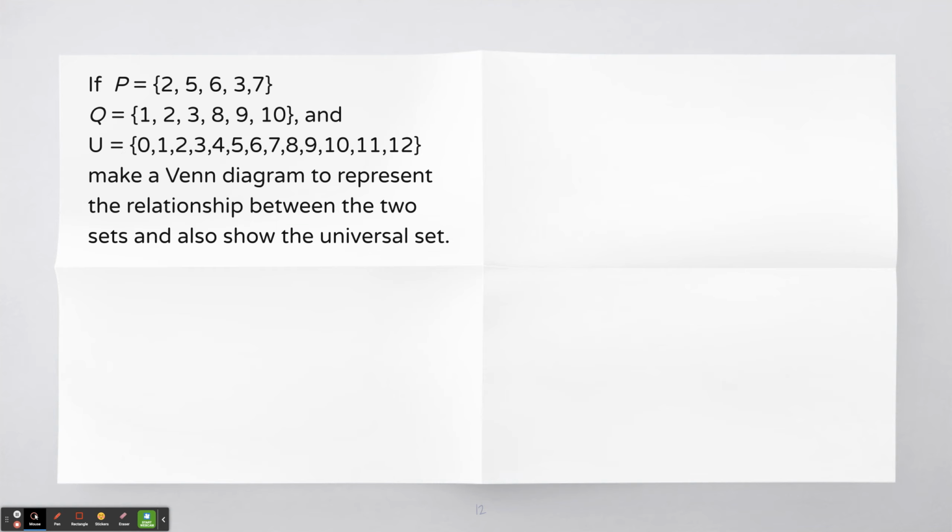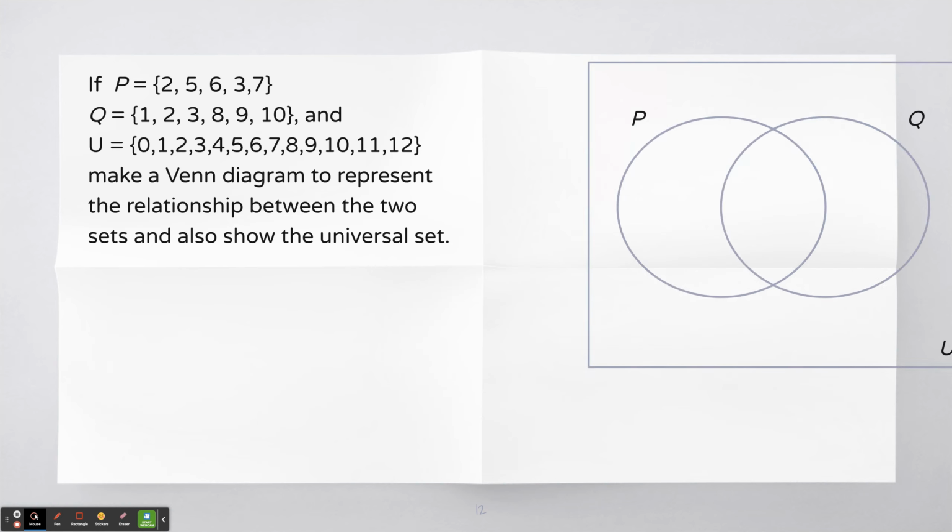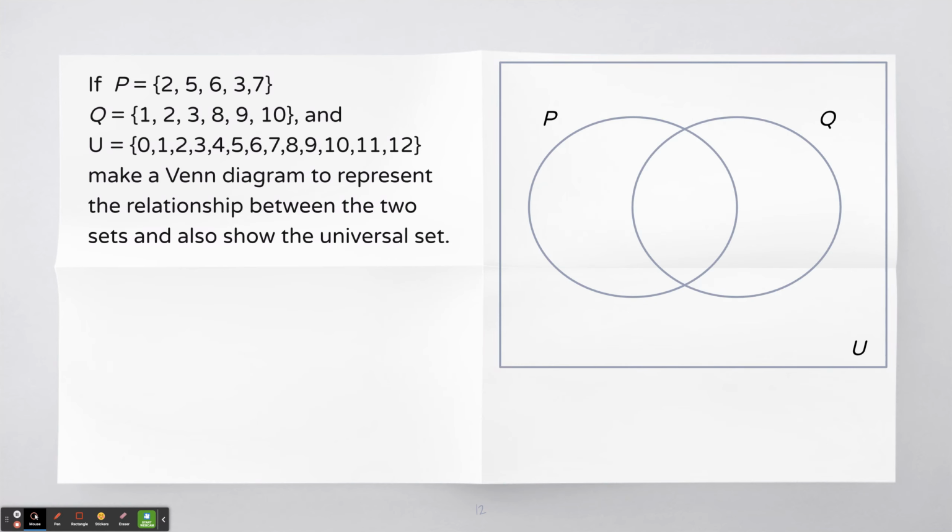So our Venn diagram is going to have a box that is the universal set. Inside the box are 2 overlapping ovals or circles. Set P is the circle on the left. Set Q is the circle on the right. The overlap area is any members that are both in sets P and set Q. So let's start with that. Are there any numbers in both sets? Yep, the number 2 and the number 3.